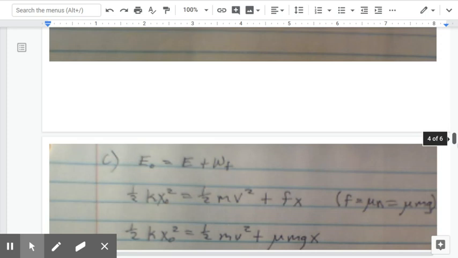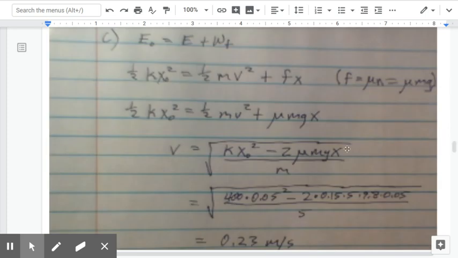Part C says, what if we put friction in there? And we're going to resolve part A, including friction. And so the initial energy is going to be equal to the kinetic energy plus the work done by friction as the block is going back to the equilibrium position.